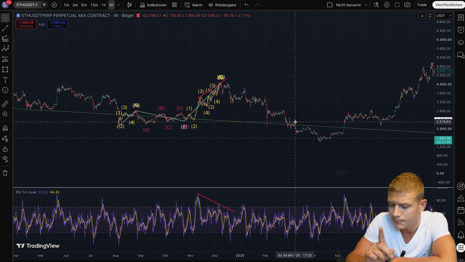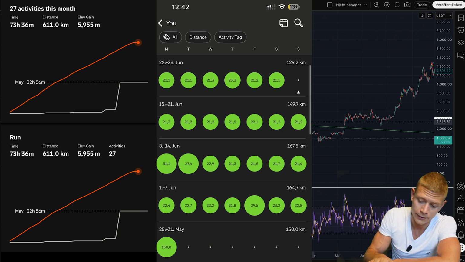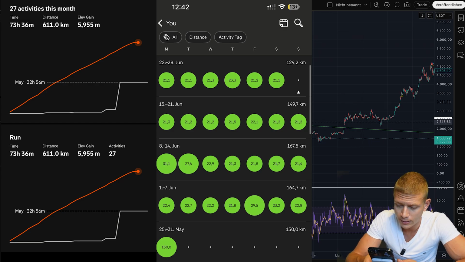Did I show you? I didn't show you my runs, guys. I want to give you a quick overview of all my runs in the last days and weeks. Boom. It's crazy how many kilometers. Well, I want to check, and then I want to tell you how many miles that is. Wait, let me check. Give me a second.